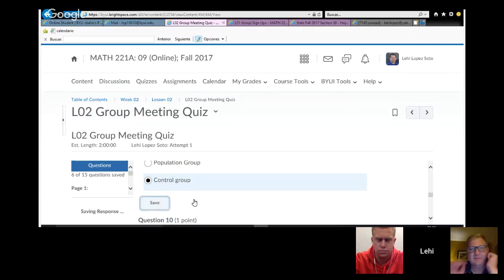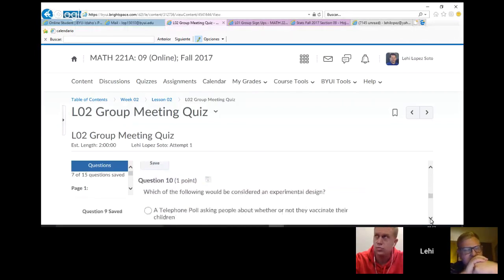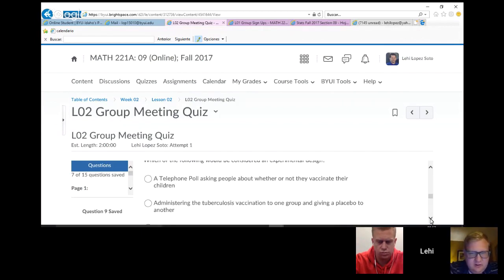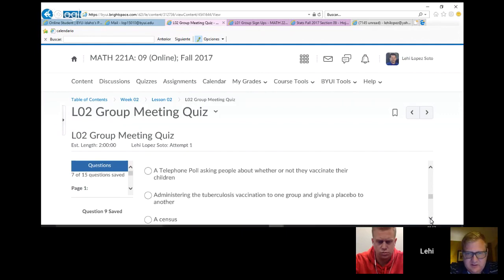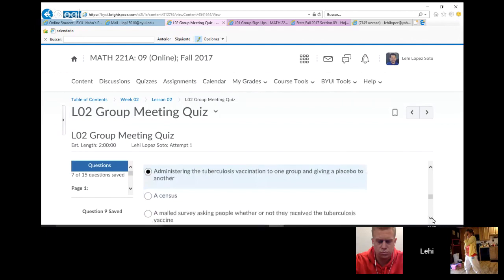Okay. Next one. All right, I'll read 10. Which following would be considered an experimental design? A telephone poll asking people whether or not they vaccinate their children. No. Administering the tuberculosis vaccine to one group, I think that's the one, and giving a placebo to another.